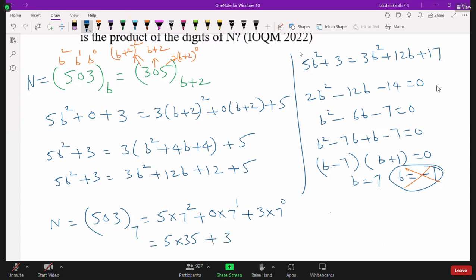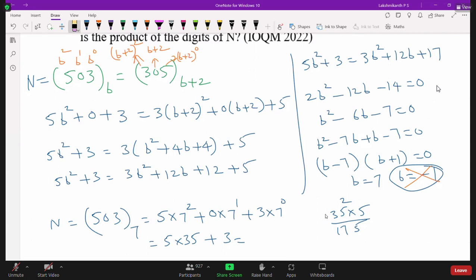So what is here? 35 into 5. 5 5 is 25. 5 3 is 15, 2. 175. So what is this value? 178. Right? So 150, 21. Now 8, 7, 56. Okay, somewhere we went wrong, I think.